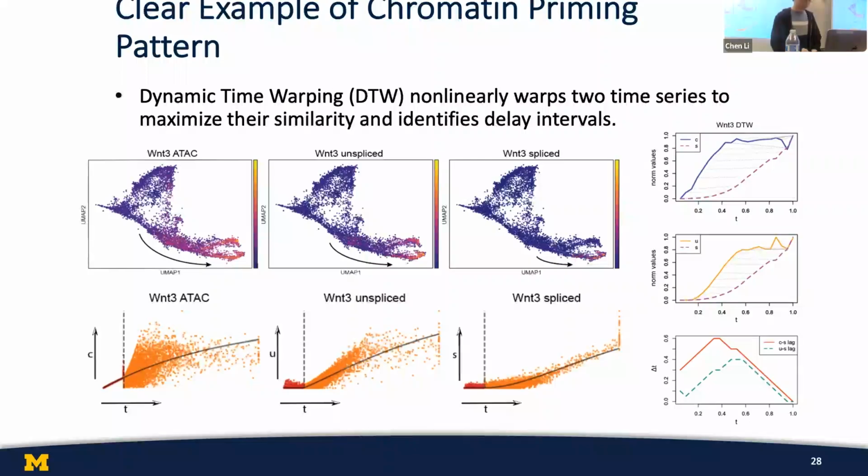Again, on the bottom, I'm showing the dynamic plot for the three modalities, C, U, and S plotted against the time assignment for this gene. We observe a clear pattern of priming along the way, whether we look at C and U or U and S.